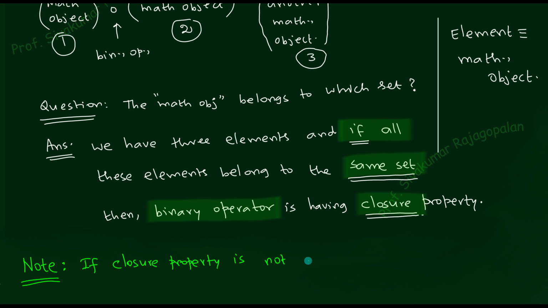So whatever I explained, let me write down. If the closure property is not satisfied, then we will not call that operator binary. That's all. We will not call the operator binary. That is very important. Then what is that operator? That operator we don't want. So it is not at all a topic of interest, and therefore we don't talk about that operator. That's the meaning of that.